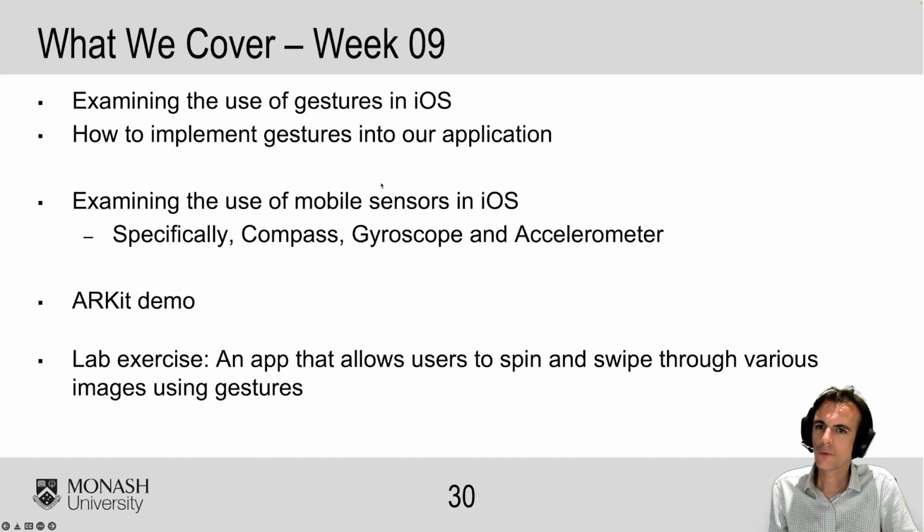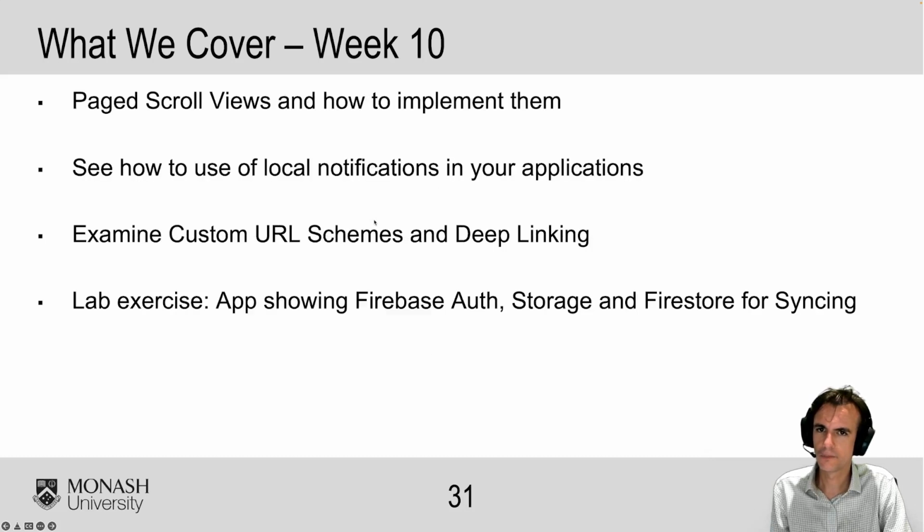For week 9, we look at gestures, and we also look at accessing sensors on the device, specifically the compass, gyroscope, and accelerometer. And we also show an ARKit demo, which is augmented reality, that uses a lot of the built-in sensors on the device. And for this one, the exercise is an app that allows the user to spin and swipe through various images using gestures and also using the sensors.